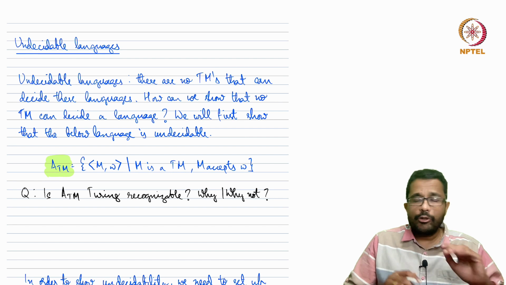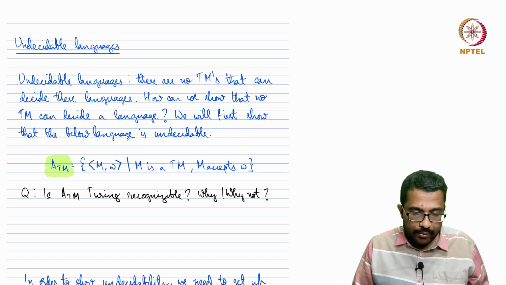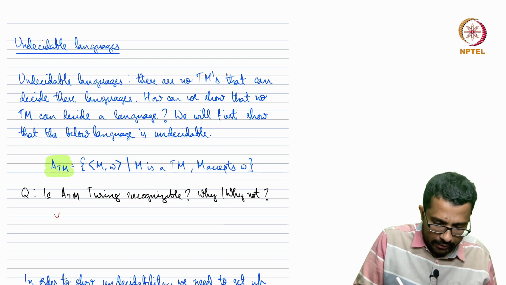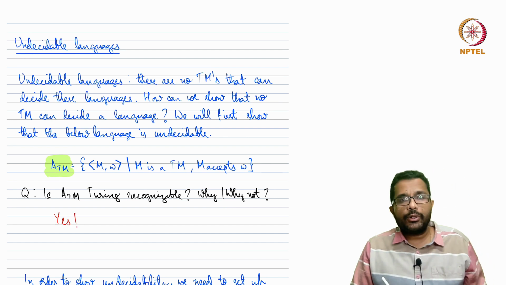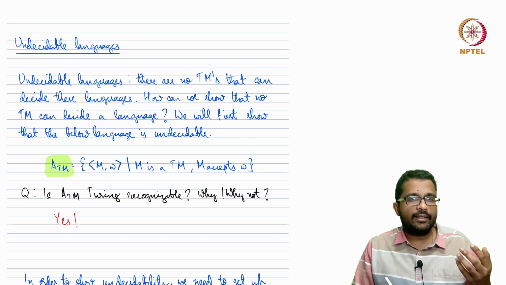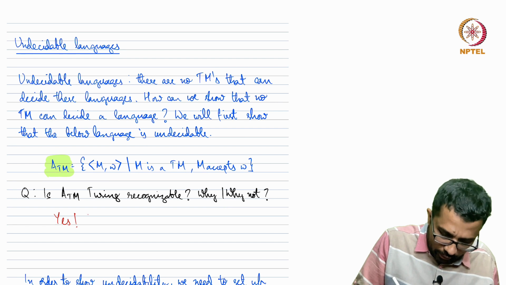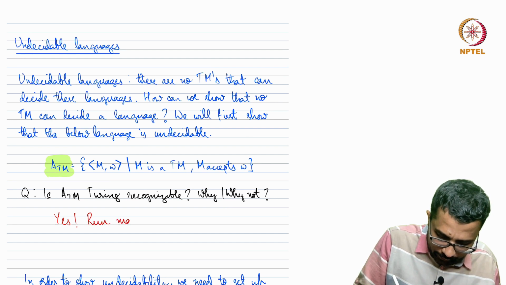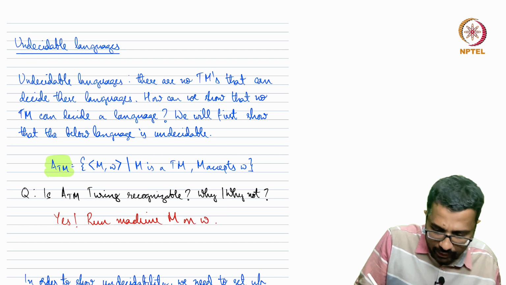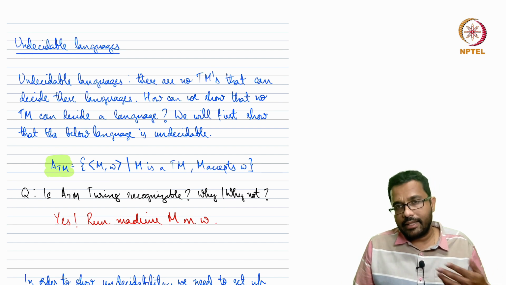So before getting into decidability, is this Turing recognizable? If you think over it for a bit, you'll see that it is Turing recognizable, because what you can simply do is run the recognizer, which will just simulate the machine M on the string W. Now if M accepts W, you accept. If M rejects, you reject.